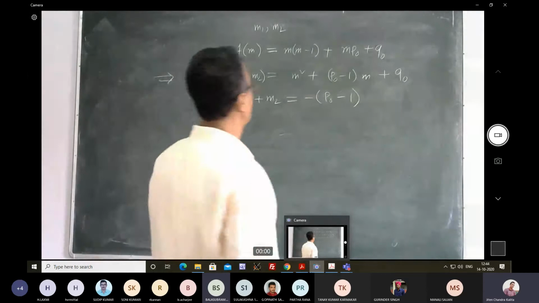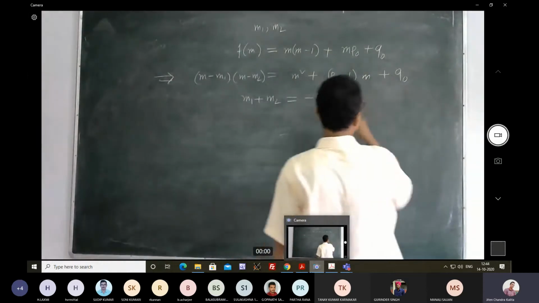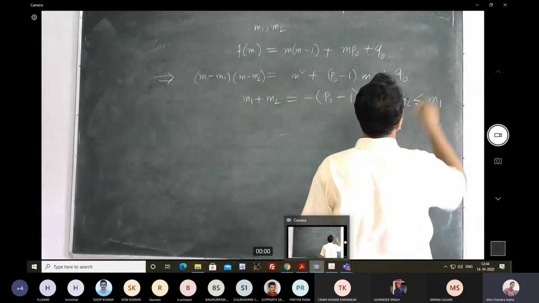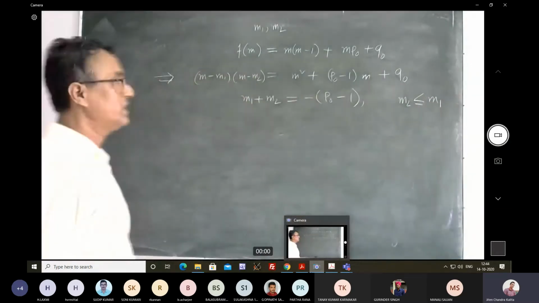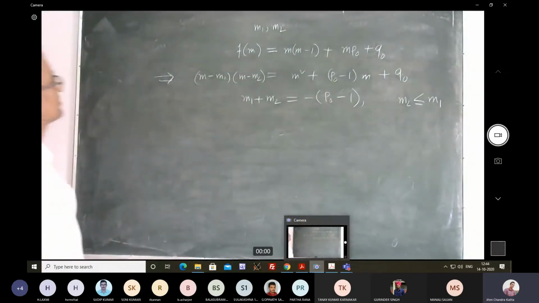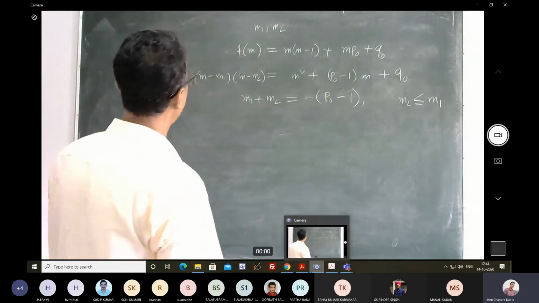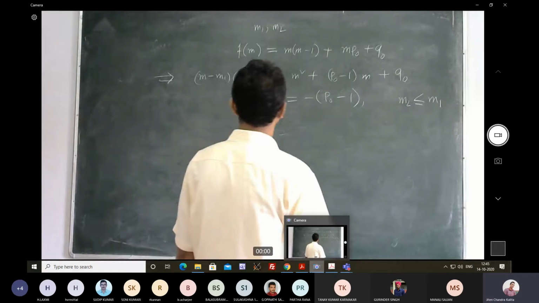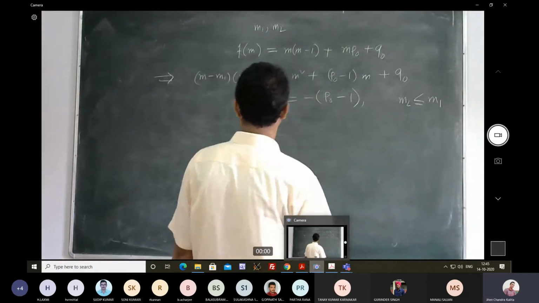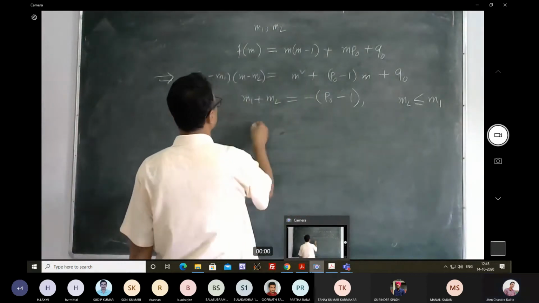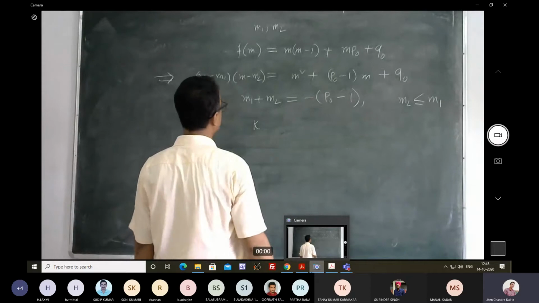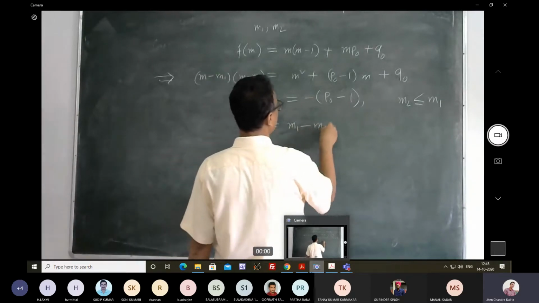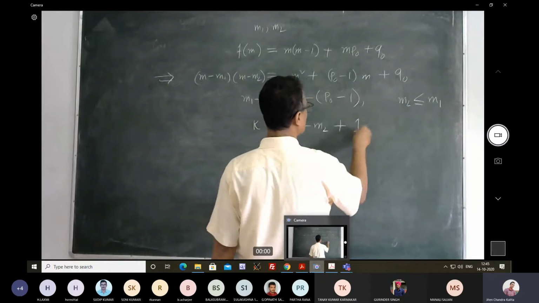Fine. Okay. And again, let us assume that m2 is less than or equal to m1. Okay. Fine. And now again, let us assume that k is an integer such that k equals m1 minus m2 plus 1.